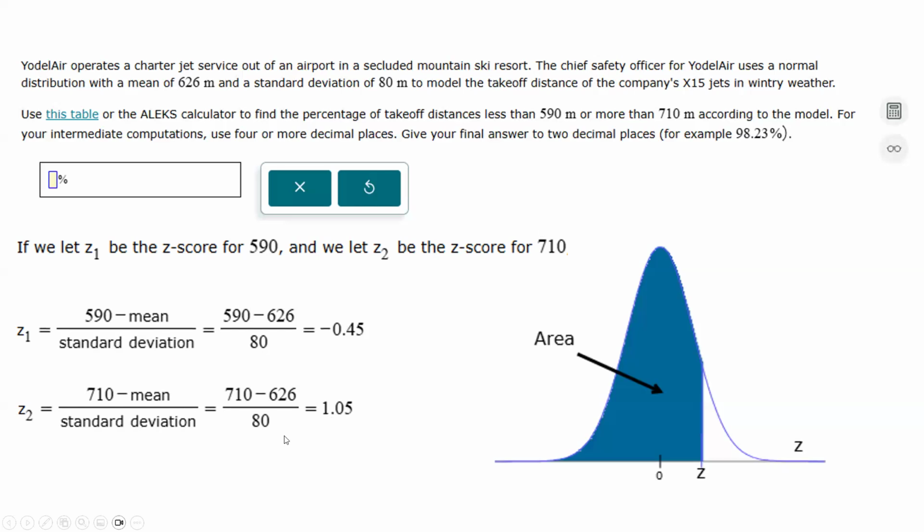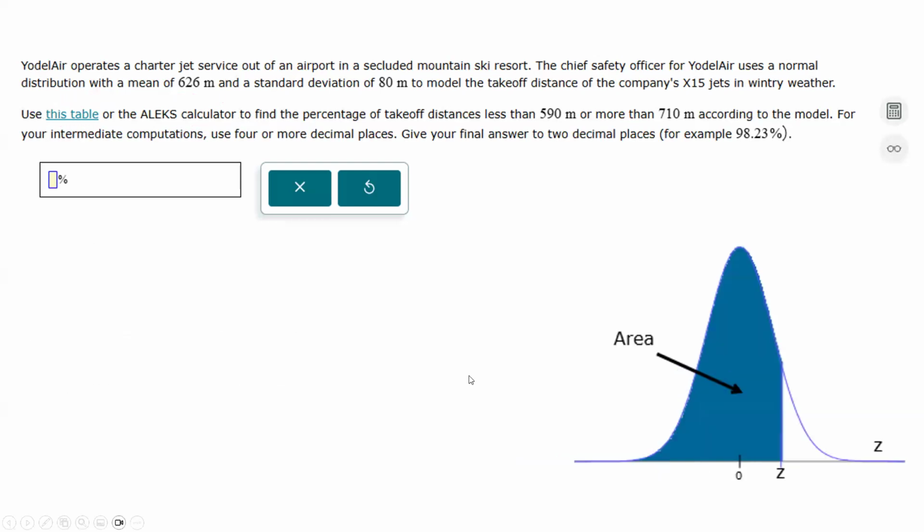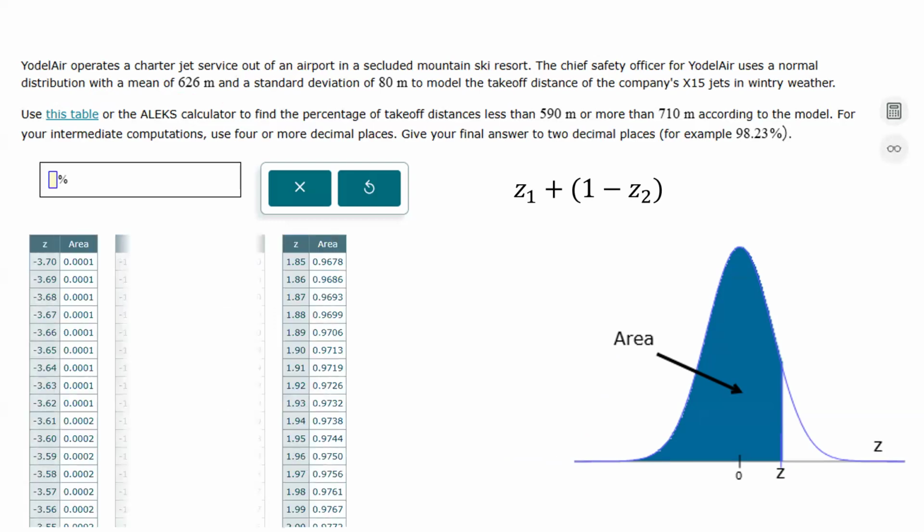Now, with these values, we have decisions to make. We can use the table or the ALEKS calculator. I'm going to mention the table, but I'm going to focus on the ALEKS calculator because it's quick and easy to do. And I don't even have to do this calculation if I use the ALEKS calculator. If I use the table, I have to. So again, remembering what we're looking for, I need the probability of Z1 plus 1 minus the probability of Z2. And I could use those values and I could use this messy table.